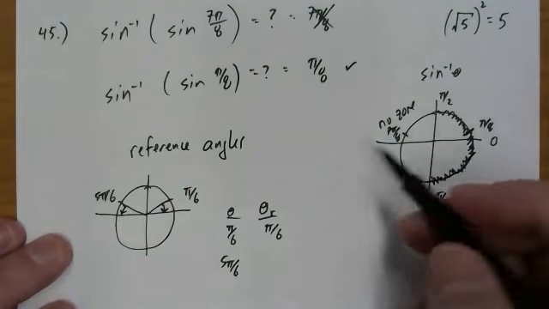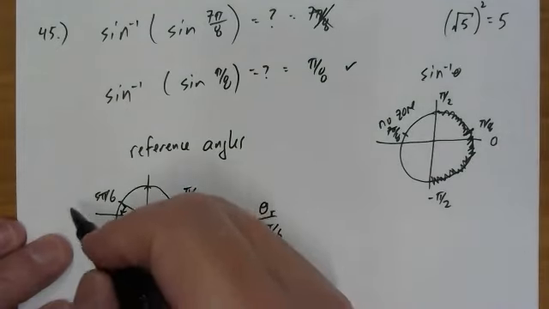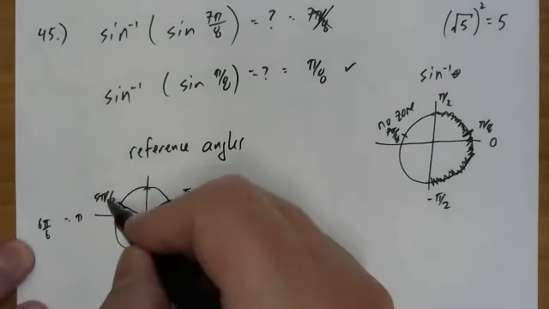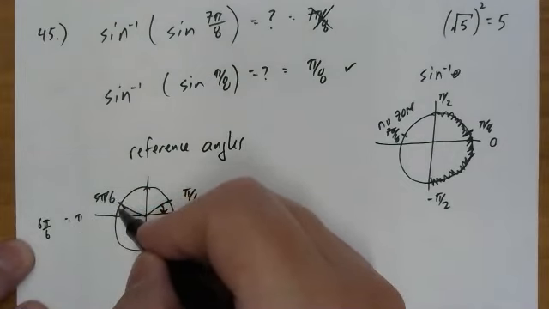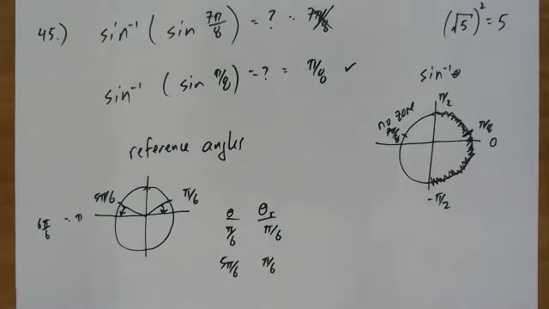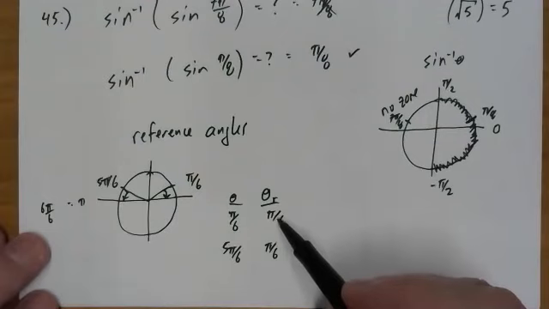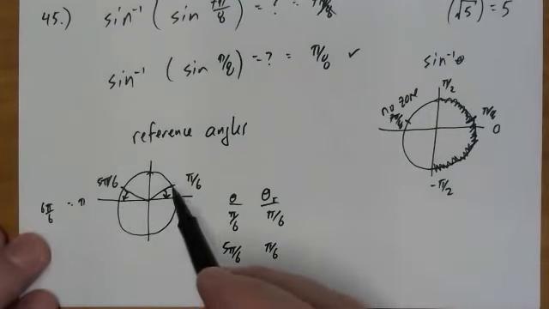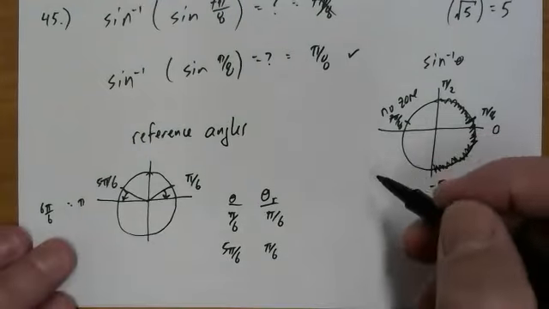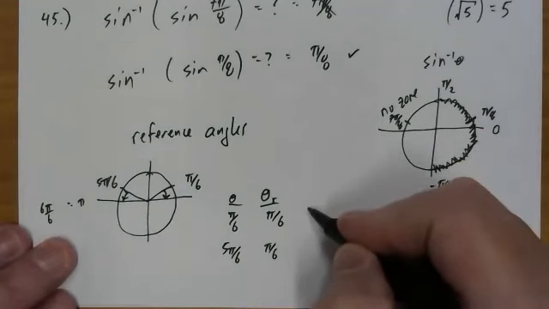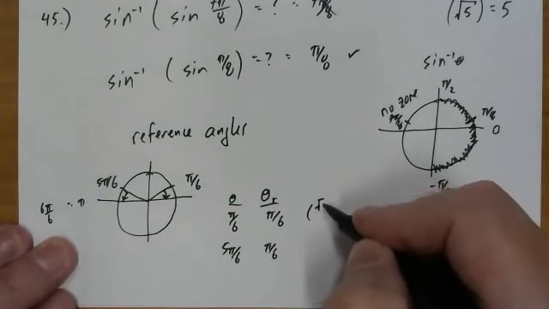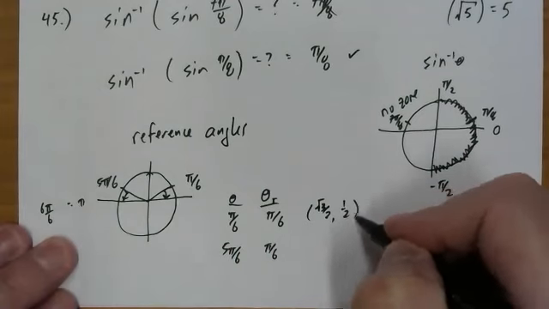So this should be review. The reference angle for 5 pi over 6. This distance, you can think of pi here. I can change it to 6 pi over 6. Therefore, from 5 pi over 6 to 6 pi over 6, how far do I have to go? Pi over 6. So these two angles have the same reference angle. And because of that, if we look at the actual value, pi over 6, this point here, the cosine and sine are square root of 3 over 2, 1/2.